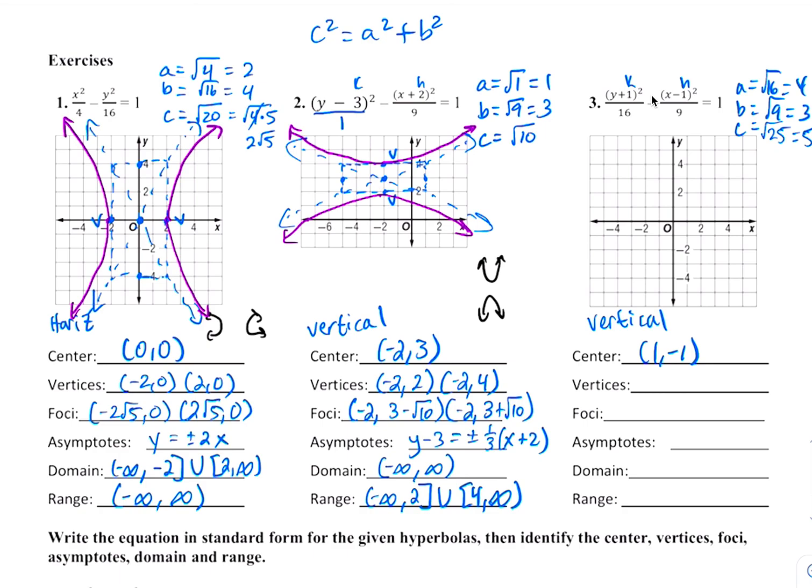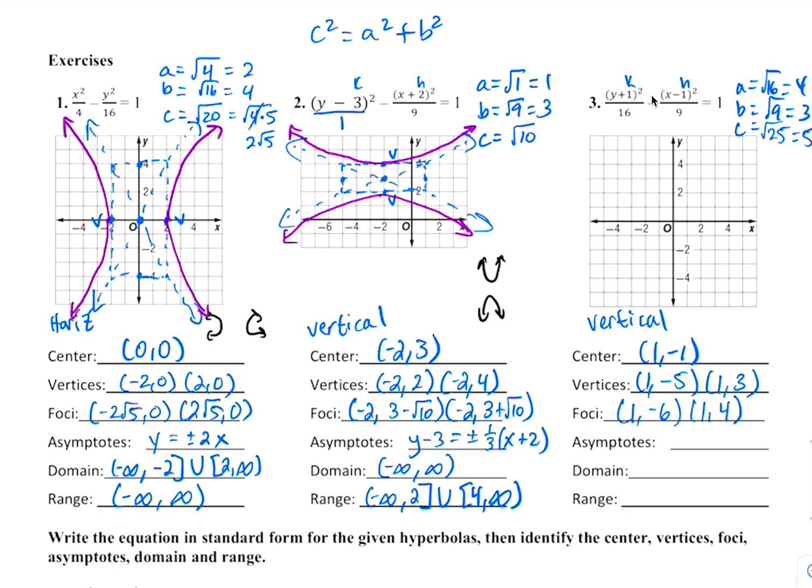Okay. So for the vertices, since it's going to be vertical, that means, again, I'm adding and subtracting my a value to the y of my center. And then I will also have to add and subtract my c value to the y of my center to get the foci. So x will be the same. So -1 minus 4 is -5. And -1 plus 4 is 3. And then for the foci, -1 minus 5 is -6. And then -1 plus 5 is 4.